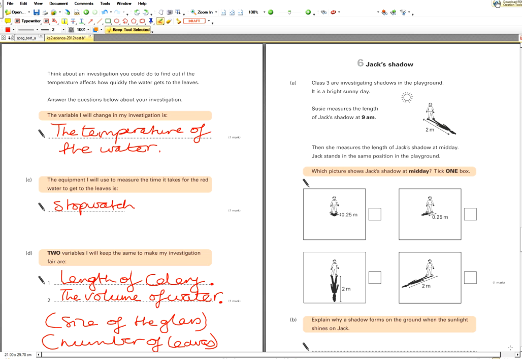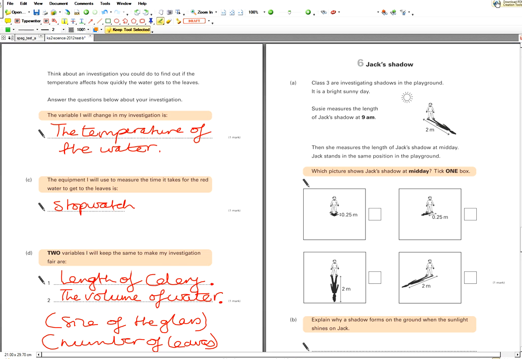Question number 6. Let's move on. Class 3 is investigating shadows in the playground. It is a bright sunny day. Susie measures the length of Jack's shadow at 9 a.m. Then she measures the length of Jack's shadow at midday. Jack stands at the same position in the playground. Which picture shows Jack's shadow at midday?